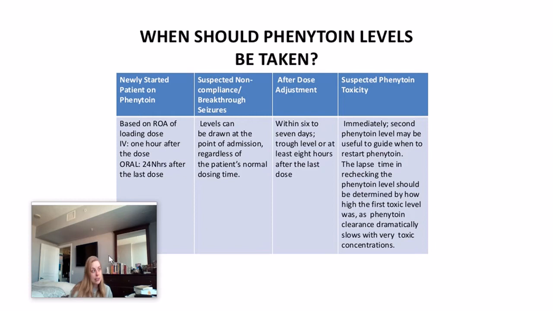Levels are also going to be taken when you start the patient on phenytoin/Dilantin. Also when you think that they're not taking their medication because they're having seizures, or if they're having seizures and you want to know what is the actual level in this patient's blood. And then when you adjust it, within about a week, you're going to want to do a trough level, which is 8 hours after the dose.